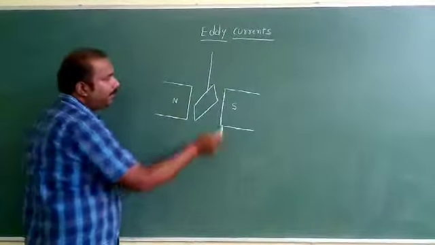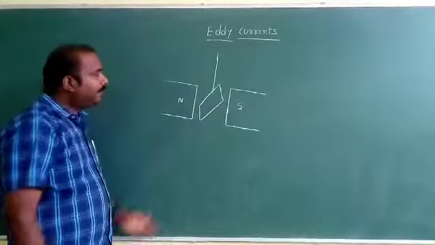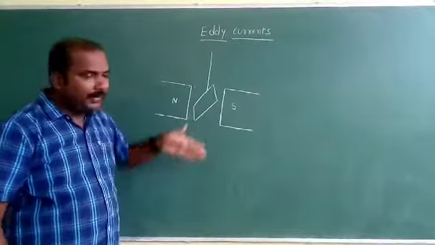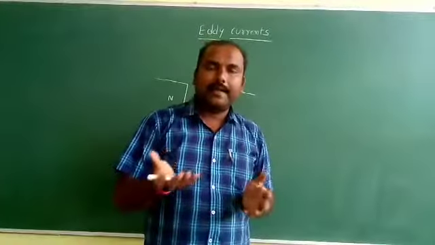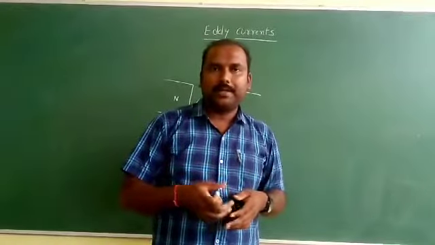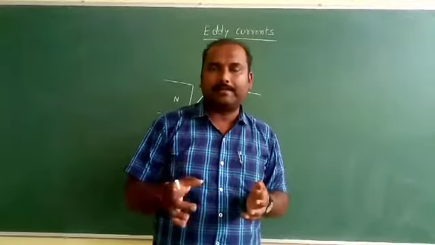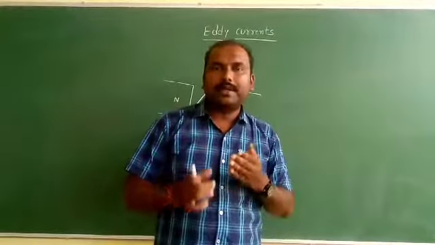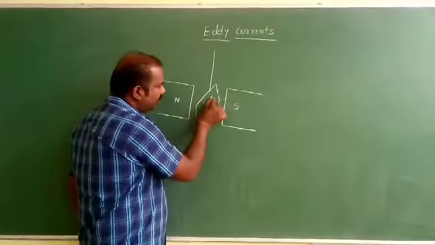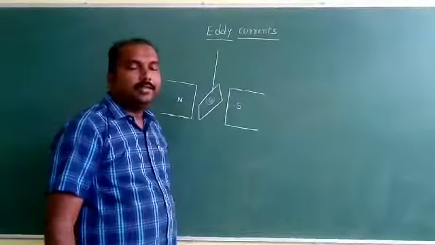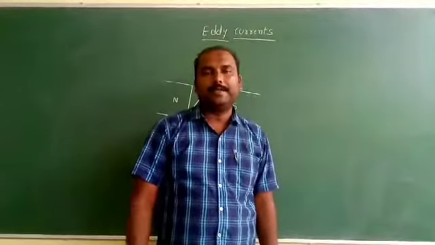Now, what's happening? The flux is passing between north and south. Every time the metallic plate oscillates, it is cutting the magnetic flux. Then in turn, the area is changing. If the area is changing, what is happening? Because of the change in magnetic flux, induced currents are produced in the conductor. The direction of the induced currents we can get by using Lenz law.